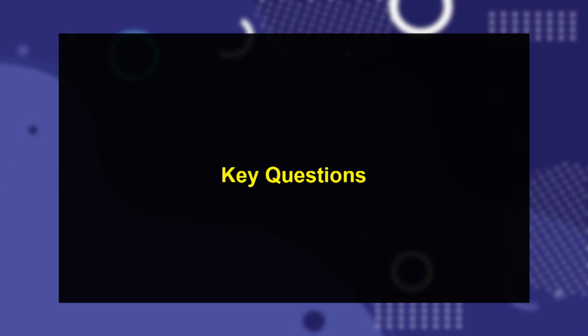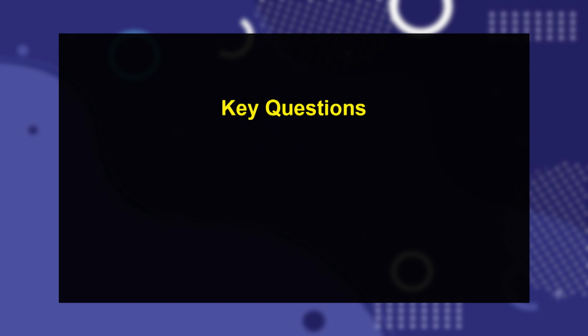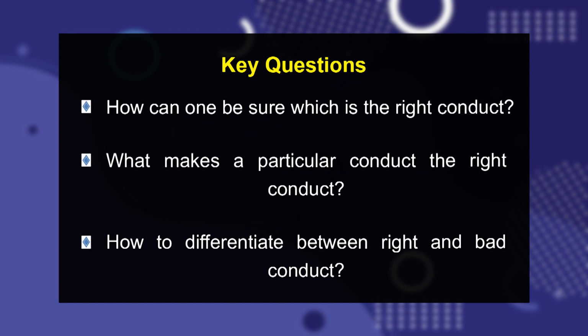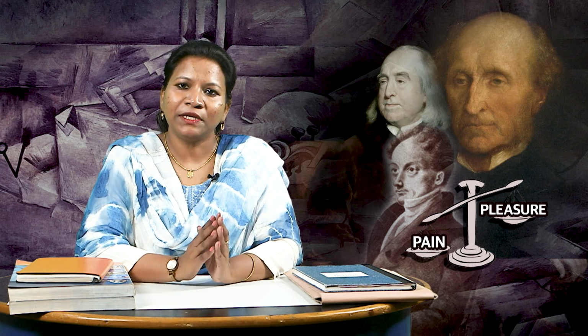One of the key questions that is debated in normative ethical philosophy is that of right conduct. How can one be sure which is the right conduct? What makes a particular conduct the right conduct? How to differentiate between right and bad conduct? Different philosophical traditions offer different answers to such questions based on their core precepts.